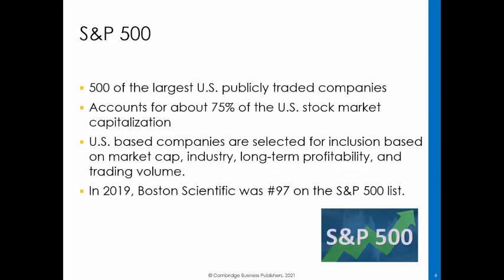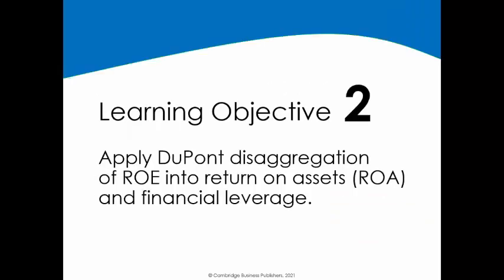The Standard & Poor's 500 consists of roughly 500 of the largest publicly traded companies and accounts for about 75% of the U.S. stock market capitalization. U.S.-based companies are selected for inclusion based on market cap, industry, long-term profitability, trading volume, and other factors. In 2019, Boston Scientific was number 97 on the S&P 500 list.